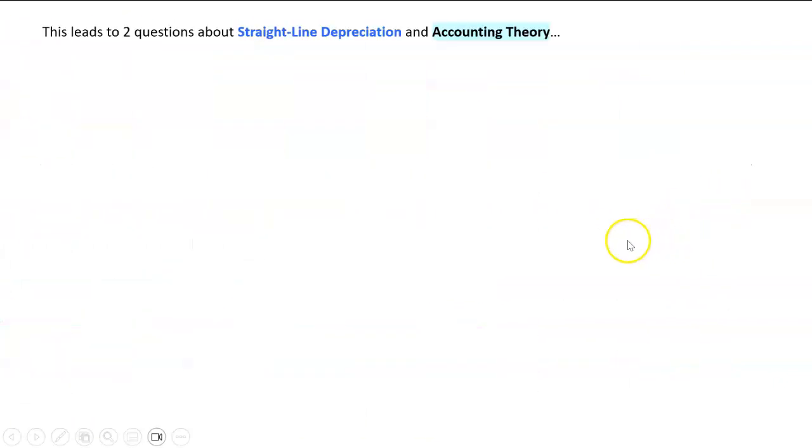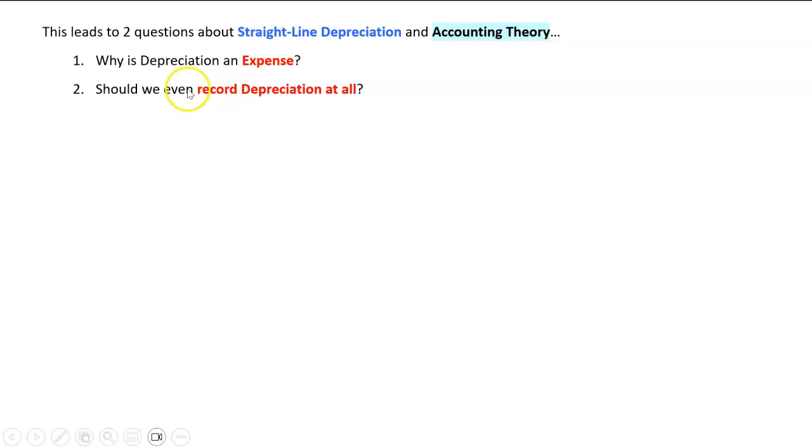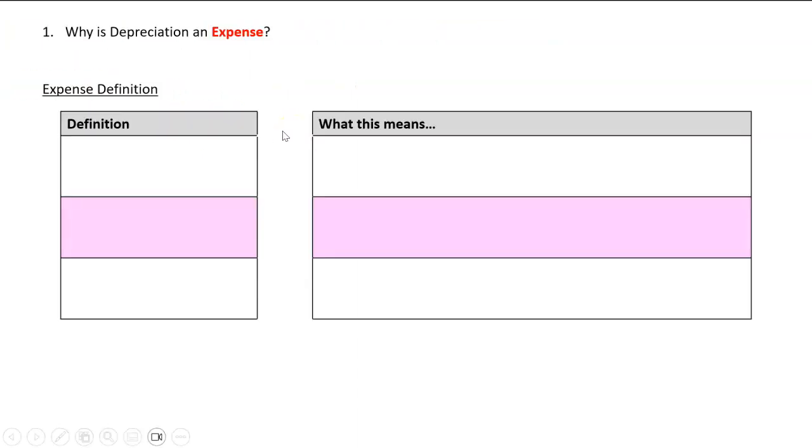So now I guess we kind of need to ask two questions about the theory. One, why is depreciation an expense? We're just saying it is. Why is it? And two, should we even record it at all? Let's answer the first question. Why is it an expense?